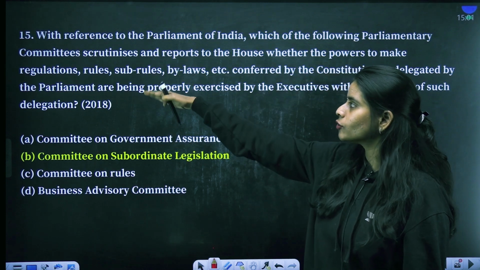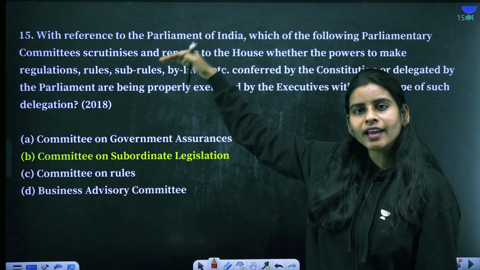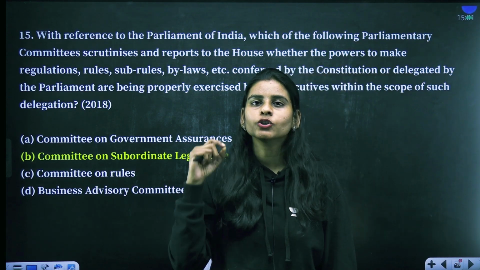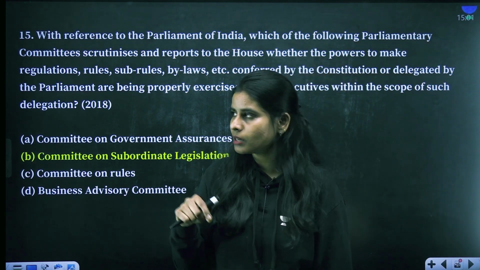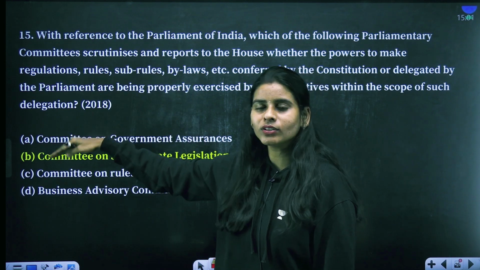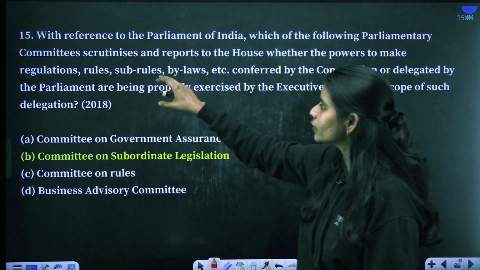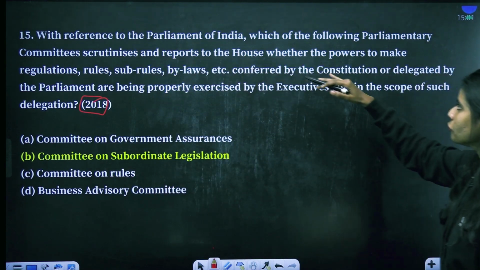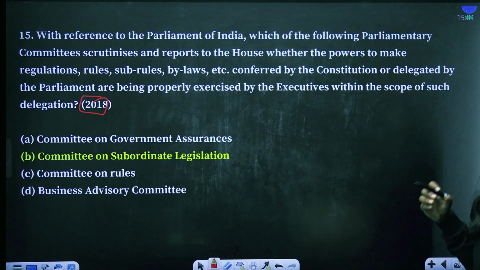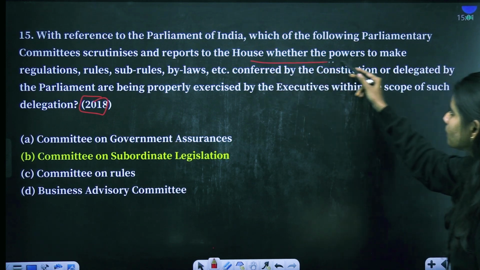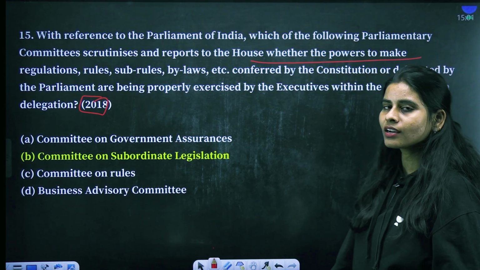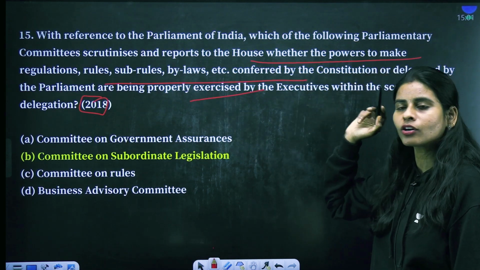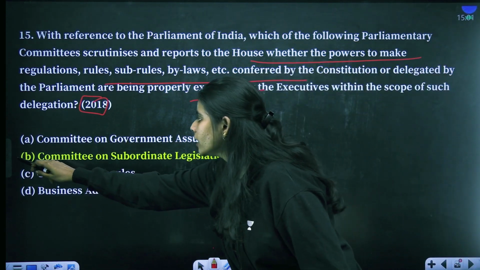Now let's get back to this question. This is again a previous year question. Since a parliamentary joint committee was formed to discuss this 129th amendment bill, you can get a question on these lines also. Just have a look at this question asked in the year 2018. With reference to Parliament of India, which of the following committees scrutinizes and reports to the House whether the powers to make regulations are being exercised properly or not? So it is the Committee on Subordinate Legislation.